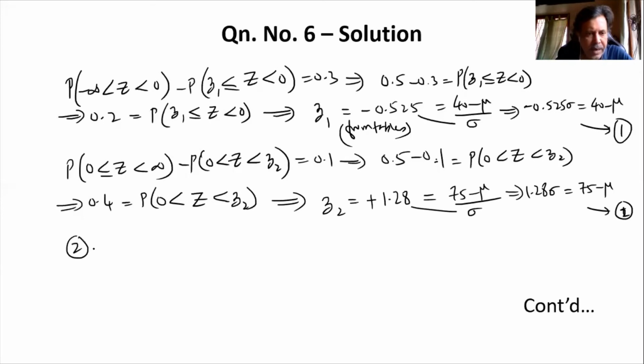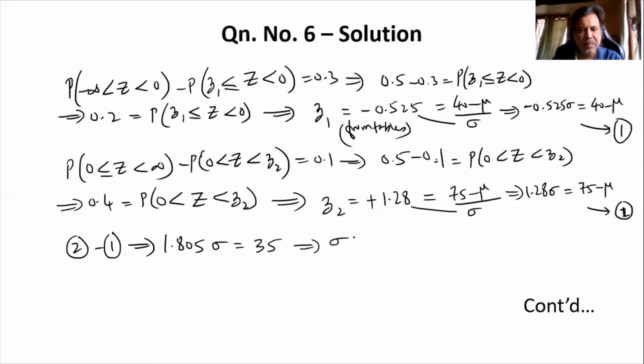Now let us do second equation minus first equation. 1.28 minus of minus means it becomes plus 0.525. It becomes 1.805 times sigma is equal to 75 minus 40, that is 35. And mu minus mu gets cancelled. That means sigma is equal to 35 divided by 1.805, which works out to 19.39. So that is our sigma value.